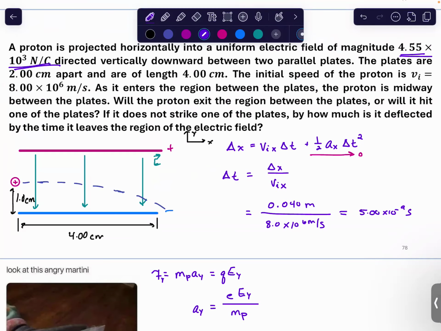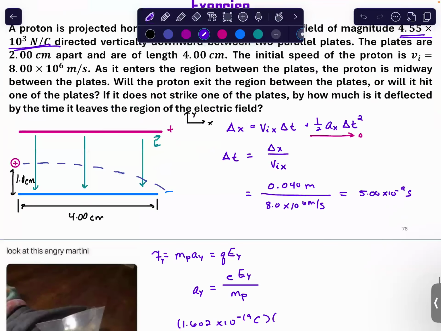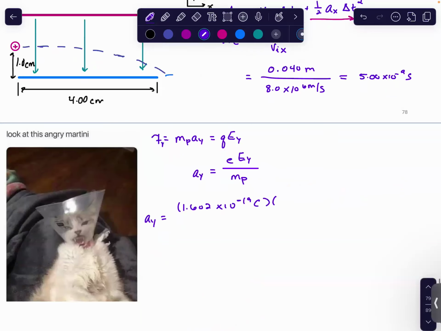It's negative because it's in the negative y direction. See, this is why, remember, this is why we set positive x and positive y. We really want to know our positive and negative directions. So that's going to be a negative.